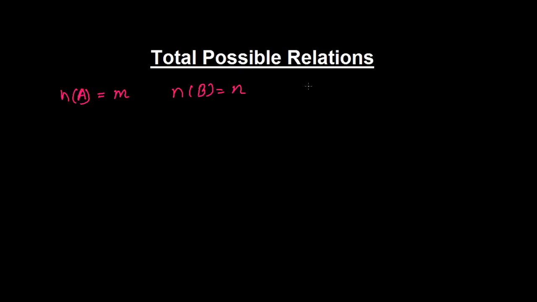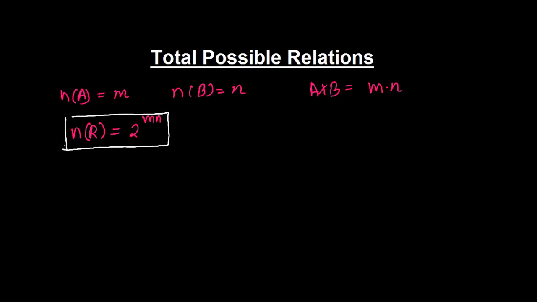As we had learned, the total possible Cartesian product of sets A and B, or you can say A cross B, will be simply m times n. Now the question is, what is the total possible relation? The total possible elements in the relation from A to B will be 2 to the power m times n. Keep that in mind. This formula you have to ensure in your brain permanently, in your hard disk. So, 2 to the power mn.